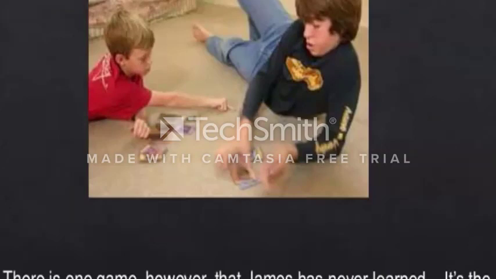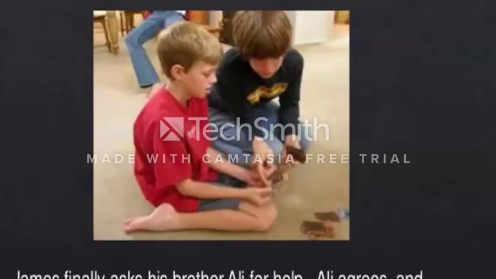So in this illustration, there is a game. So itong game na to, the name of the game is Yu-Gi-Oh! So si James has never learned to play Yu-Gi-Oh! James knows that his brother knows how to play that Yu-Gi-Oh! So ngayon si James, hindi niya alam kung paano siya laruin and doesn't know how to start it. So ang ginawa ni James, James finally asked his brother, Ali is the brother, for help. So itong si Ali already knows how to play Yu-Gi-Oh! Ali agrees and begins working with James in learning the game of Yu-Gi-Oh!